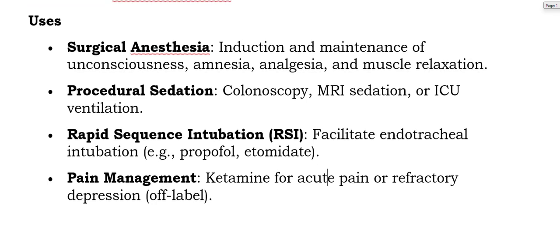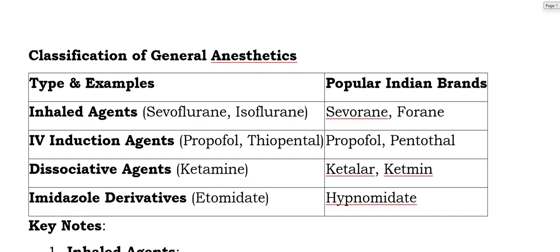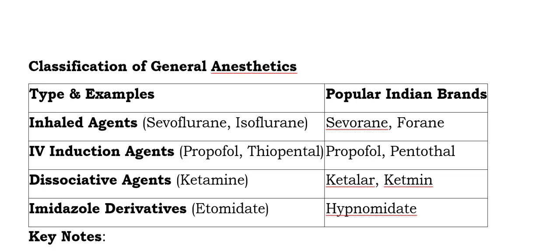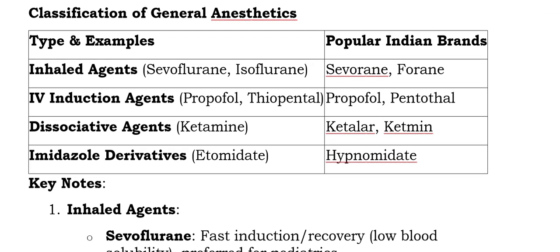Okay, so those are the main applications. Let's switch gears to the what. How do we actually categorize these drugs? What are the main classes? The document lays it out quite clearly into four main groups. First up, you've got the inhaled agents. These are gases or volatile liquids that patients breathe in. Like sevoflurane. Exactly. Sevoflurane, brand name often Sevorane, and isoflurane, which you might know as Forane. Those are key inhaled ones.